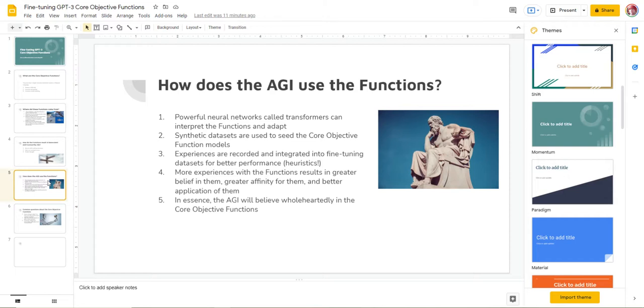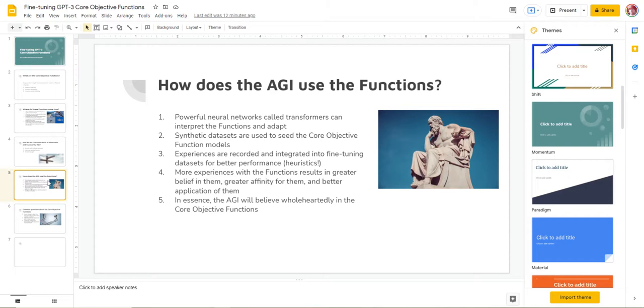And you can see how this natural language can be used to help guide decisions and create pro-social actions and behaviors. And number 3, these experiences, as the AGI learns, are recorded, and then those experiences are integrated into fine-tuning data sets for better performance in the future. And again, that is the entire point of heuristics.